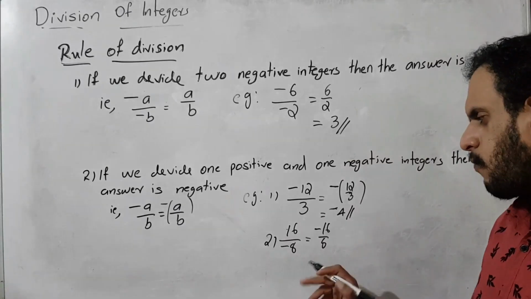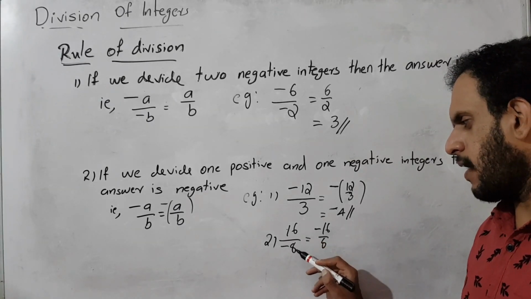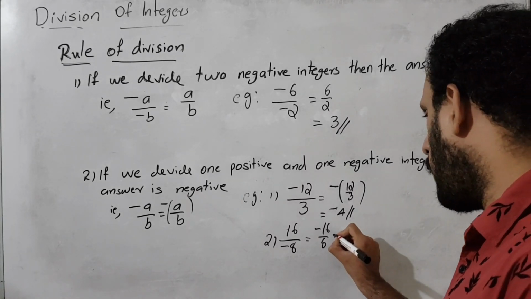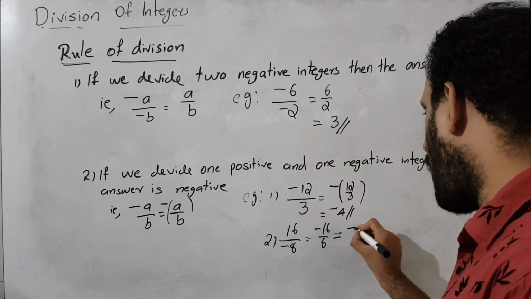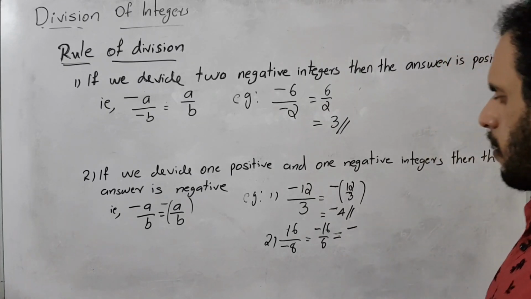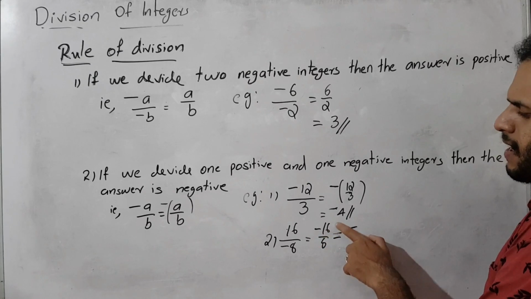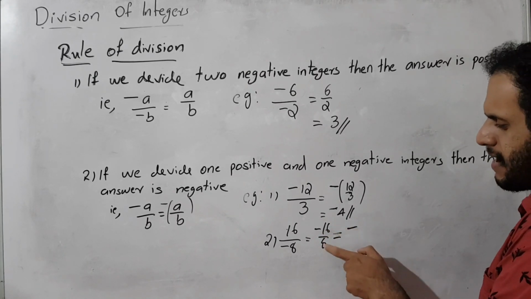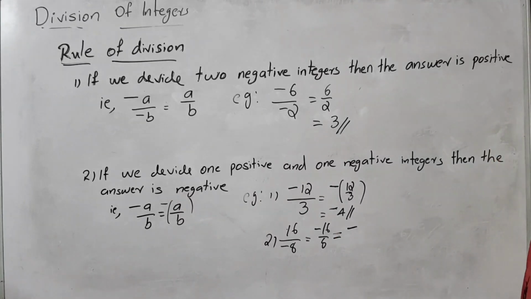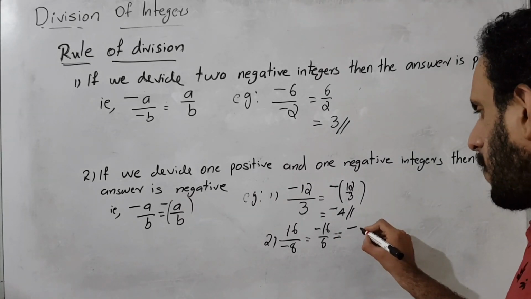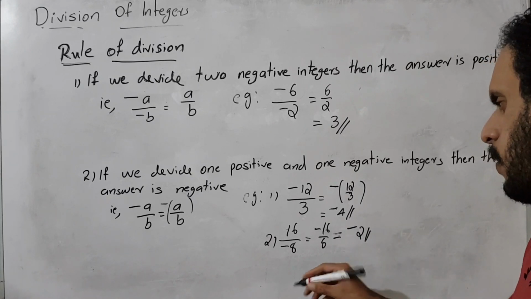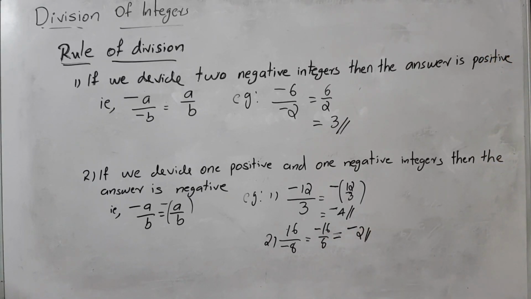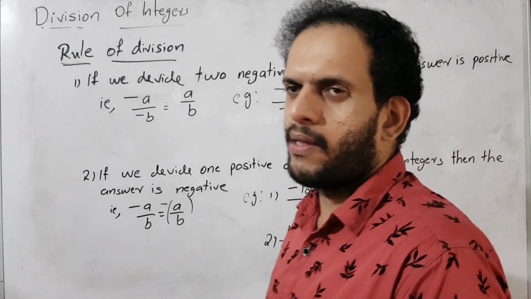Okay, the answer is the same. Here we are dividing one positive and one negative, so the answer is negative. Then what is next? 16 divided by 8. 16 divided by 8 is 2. So we conclude 16 by minus 8 is equal to minus 2. I think you got this idea.